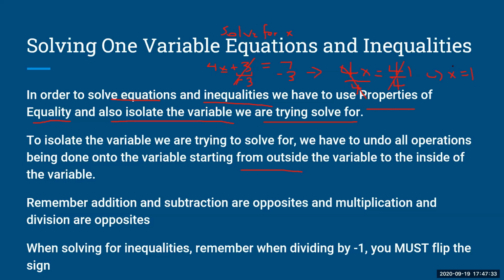And then you can check it by plugging x into your original equation. So 4 times 1 plus 3 equals 7. And you see 4 plus 3 is 7, which is indeed true because 7 equals 7. You cannot tell me otherwise that 7 does not equal 7.